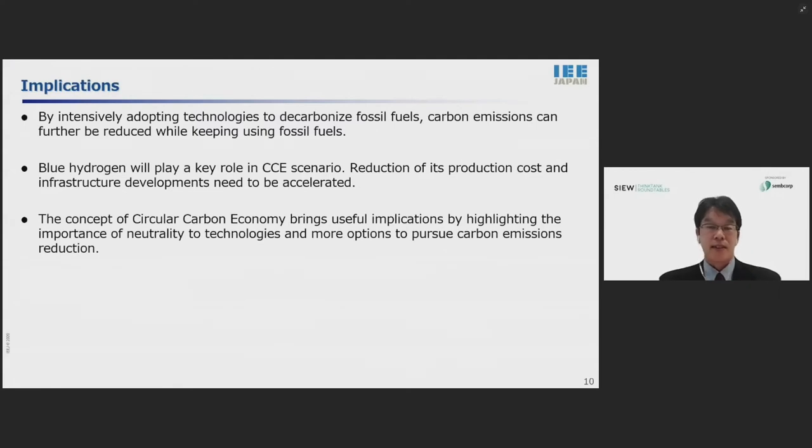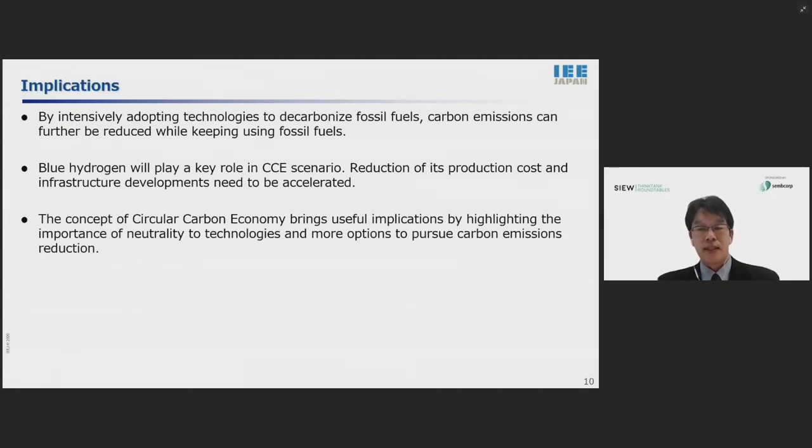And finally, in my opinion, the concept of the circular carbon economy brings very important implications for our climate actions. This is because the concept emphasizes the neutrality of technology.